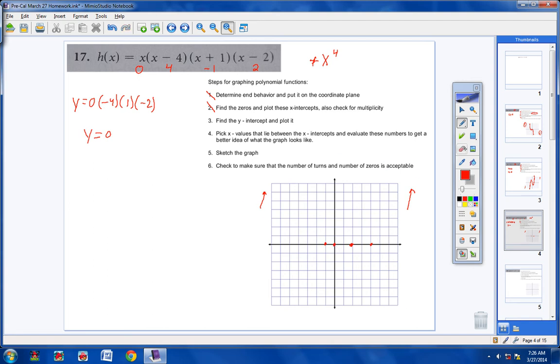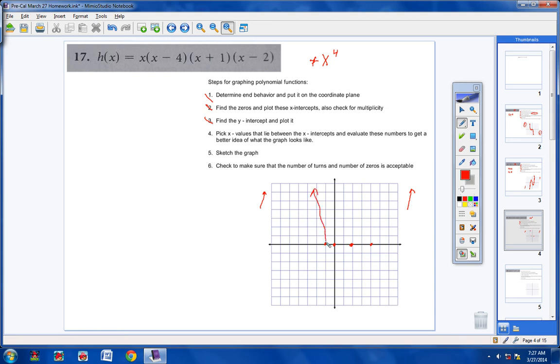Okay? All right, moving on now to step number, whatever it was. Let's see, step number 4. Let's pick some x values that lie between the x-intercepts and evaluate these. Now, first of all, I want to point out to you we have no tangency, so I know the graph probably is going to be going up this way.